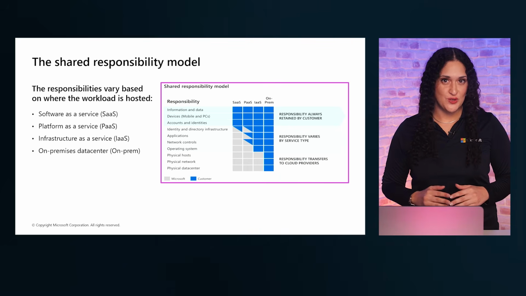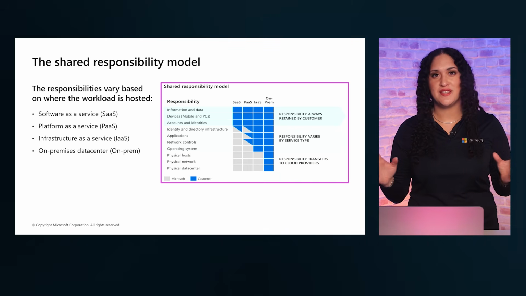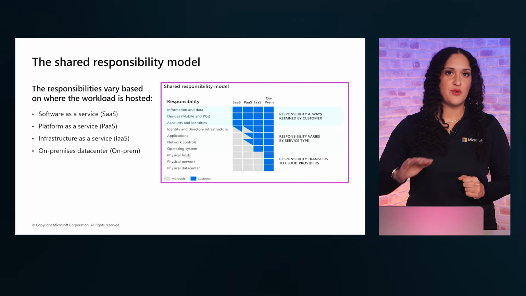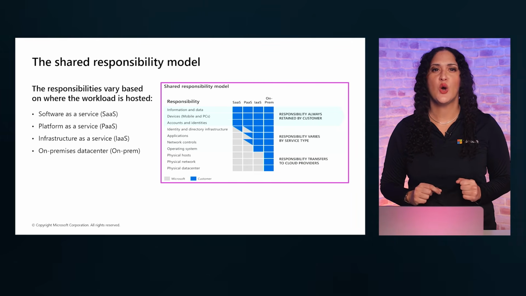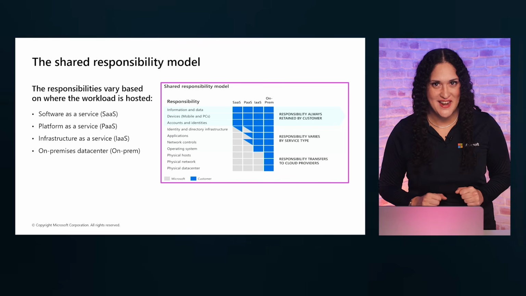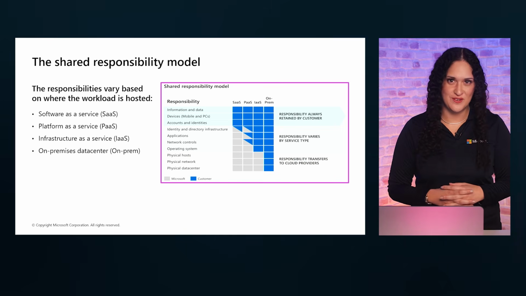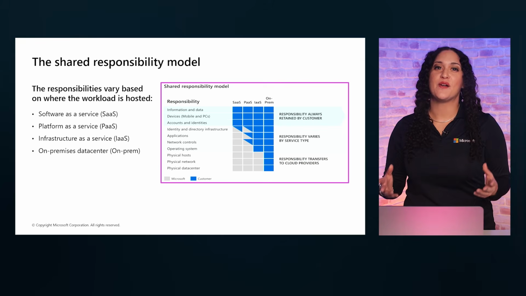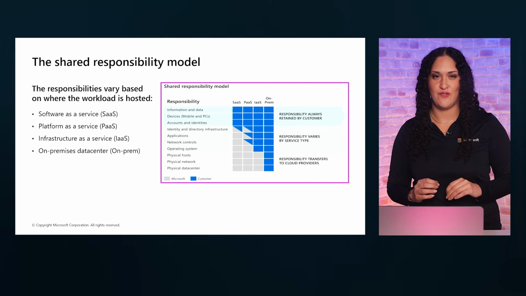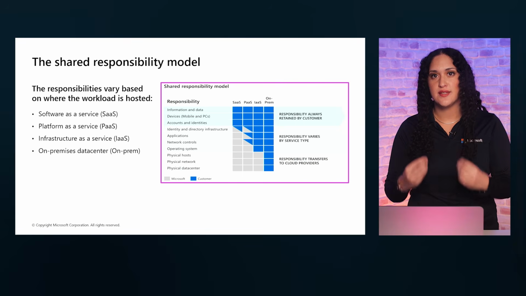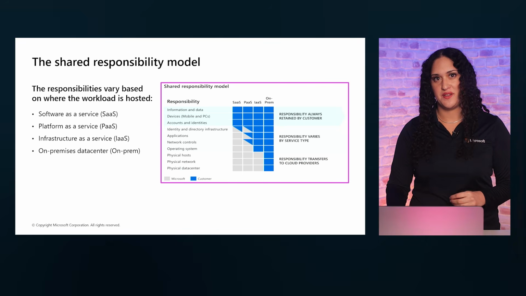Finally, software as a service is like having a fully cooked pizza delivered to your door. The provider handles everything, and your responsibility is simply deciding who gets a slice, protecting the data, managing the users, and securing their devices. Now, this model helps organizations clearly understand what they must secure at each level and avoid risky assumptions about cloud responsibility.